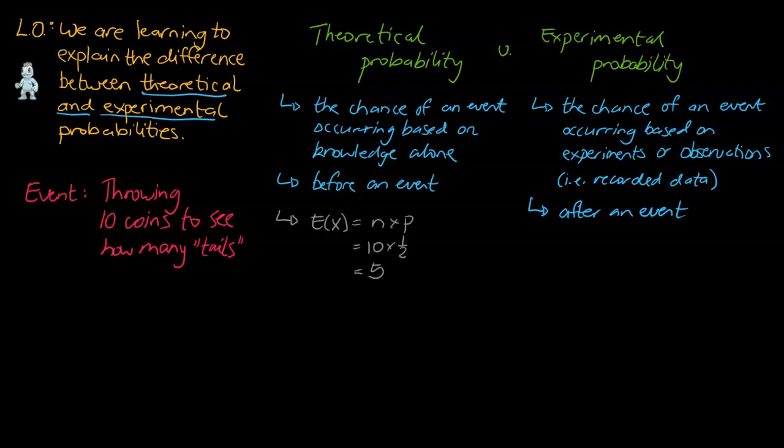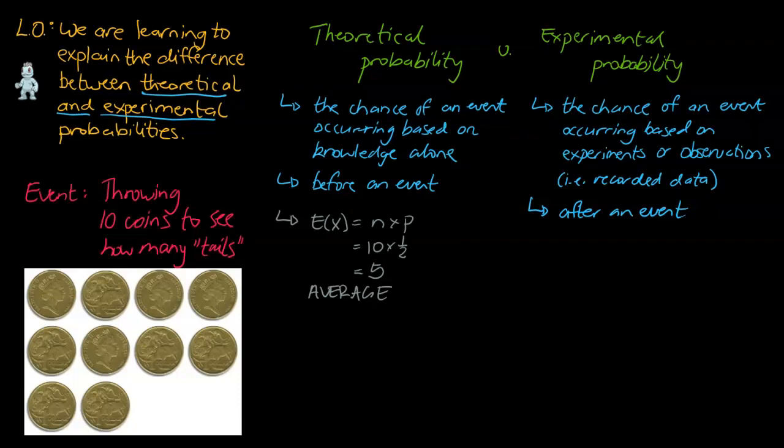The really important part that I want to note here is that this is an average. So if you did this experiment with 10 coins 100 times, you would expect to get an average that's really, really close to 5. That's what you're expecting to happen without the event actually happening.